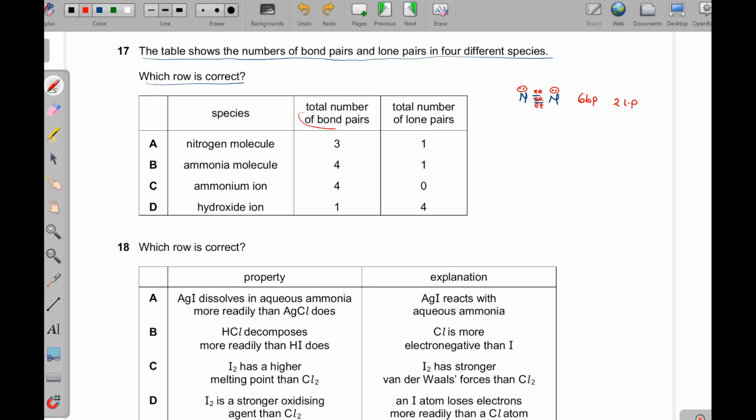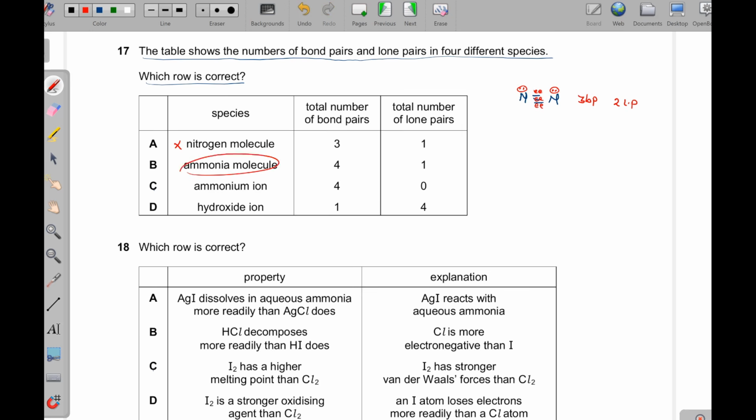But they said here the total number of bond pairs is 3. Actually, I made a mistake here. These are 3 bond pairs. Pardon me. We are having 6 electrons, but this is a pair, this is a pair, this is a pair. Okay? All right. Now, total number of lone pairs, they are saying 1, but we are seeing 2. One here and then another one here. So this actually disqualifies A.